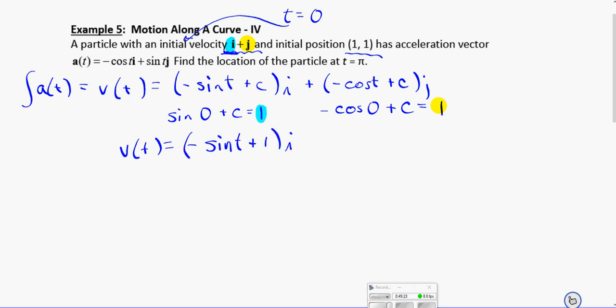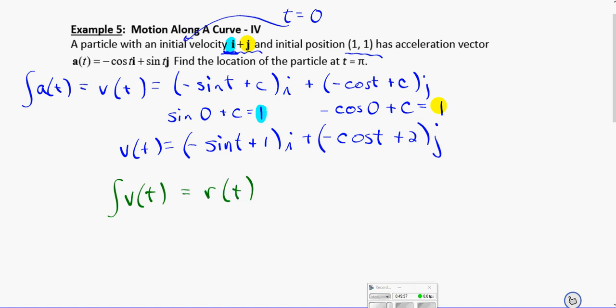So I've got my velocity vector. And there are my parentheses. I would always put parentheses there, because it's wrong with the capital R not to. And then we would integrate again to get the position.